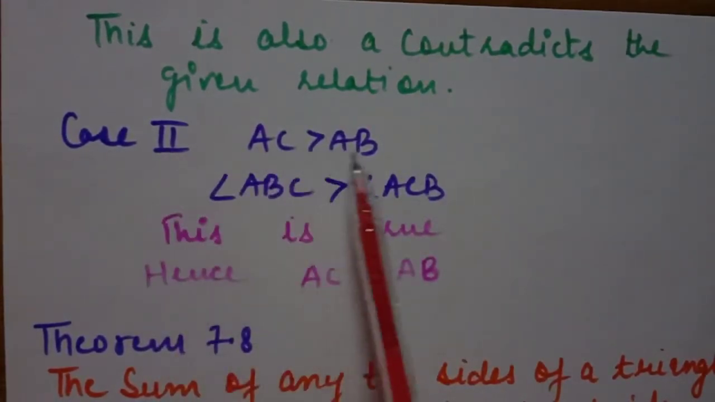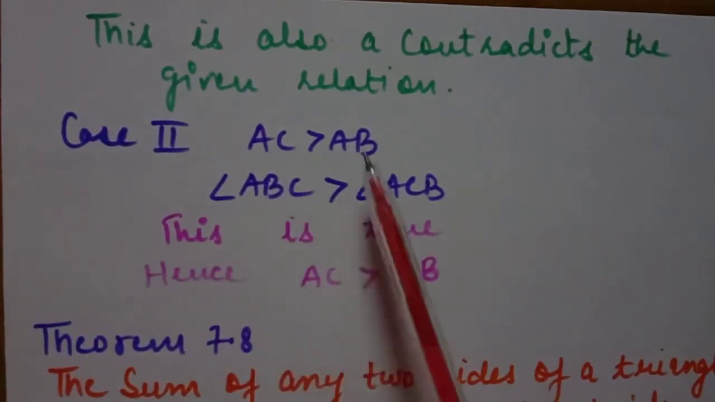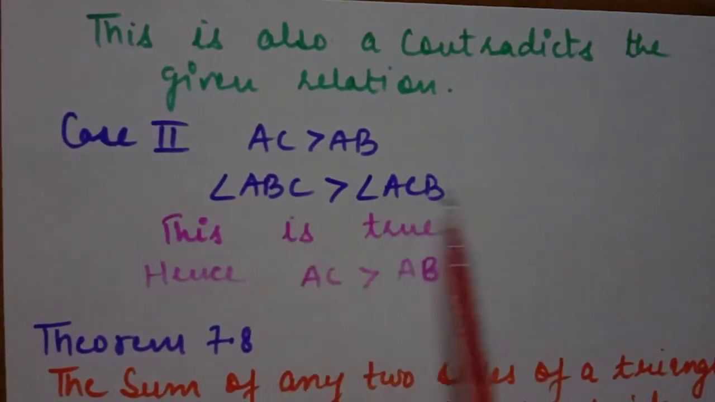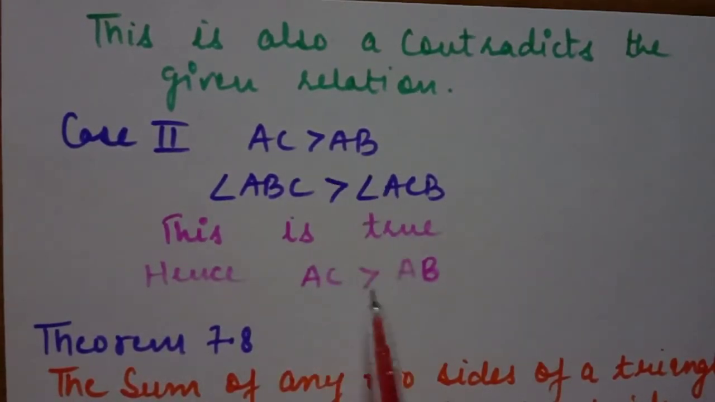Case 3 is AC is greater than AB. So the angle opposite to AC is angle ABC, which is also greater than the angle opposite to AB, which is angle ACB. So this is true because it is already given. So this case follows the given condition. Hence AC is greater than AB. Hence proved. This is your theorem 7.7.